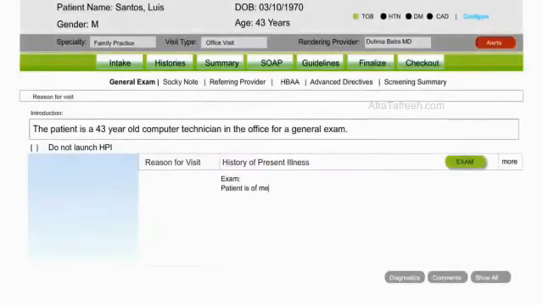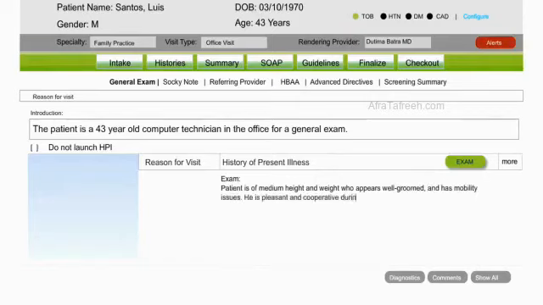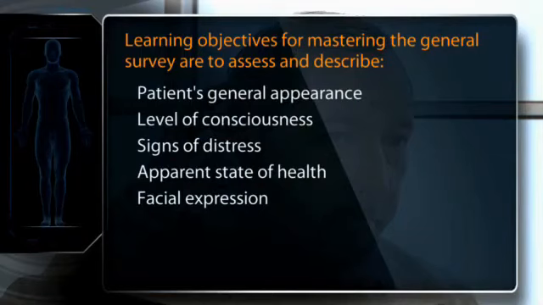Remember that a clear, well-organized clinical record, employing language that is neutral, professional, and succinct, is one of the most important adjuncts to patient care. Patient is of medium height and weight who appears well-groomed and has mobility issues. He is pleasant and cooperative during the examination. Weight is 220 pounds. After practice and further review of this video, make sure you have mastered the important learning objectives for the general survey of your patient.